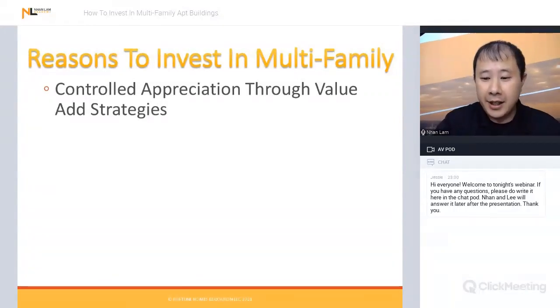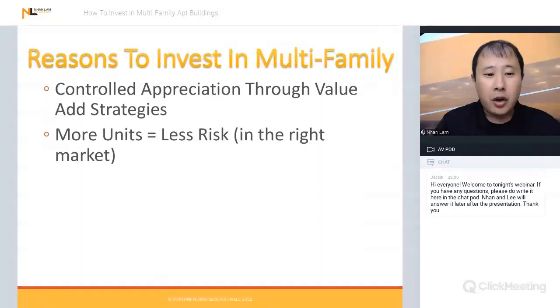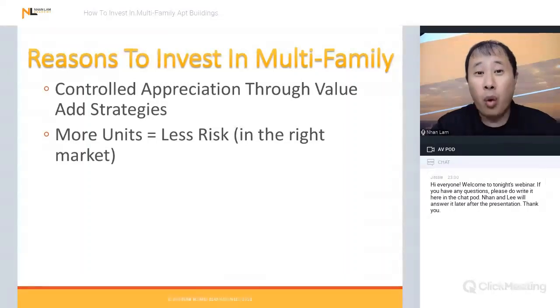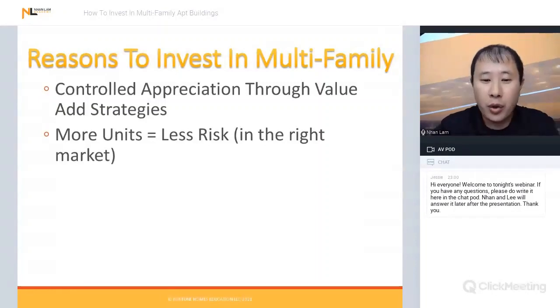In addition to that, you're going to have more units, which is less risk. If you own only one unit and that tenant vacates, now you have 100% vacancy. But if you have 10 units or 100 units, let's say 100 units, and one of your tenants leaves and vacates, guess what? You only lost 1% of your occupancy, which is a lot better than 100% of your occupancy. So the more units you have, the less risk you have in case someone were to leave as a tenant.